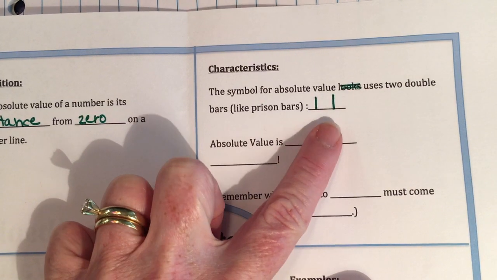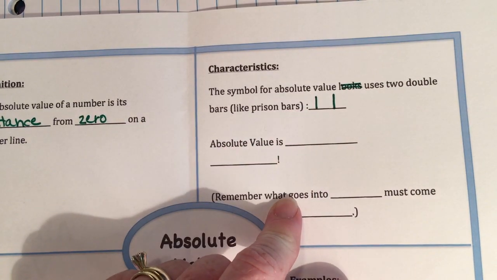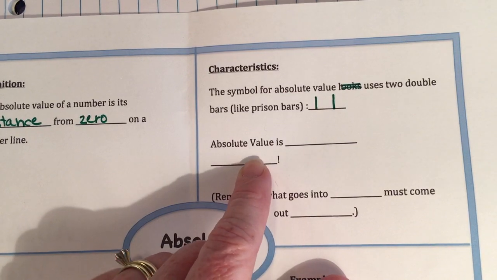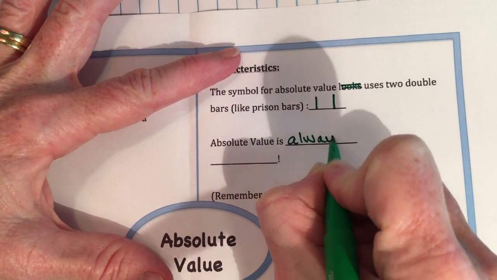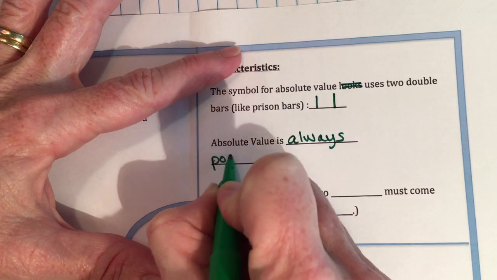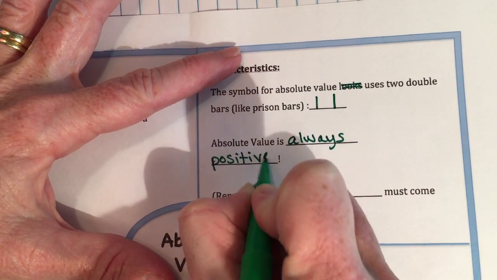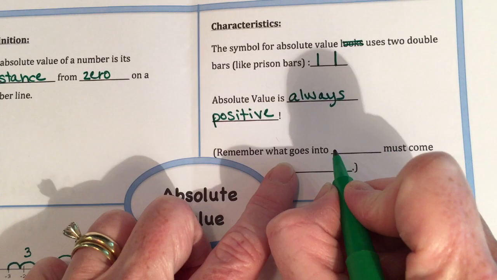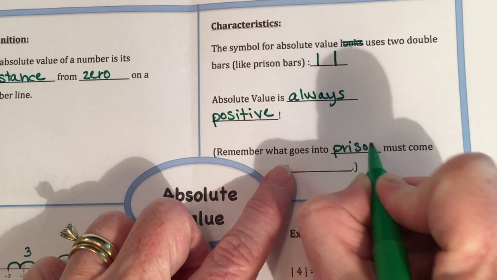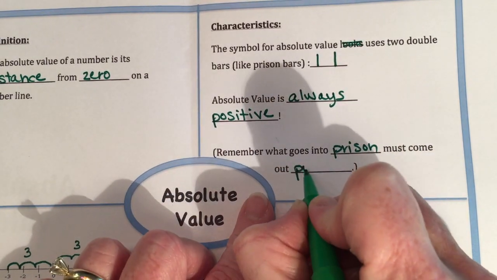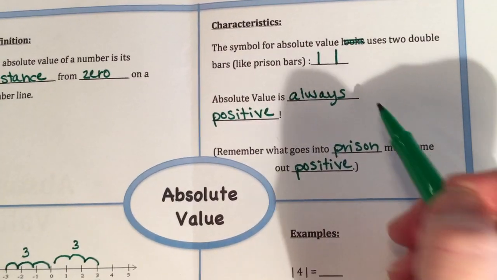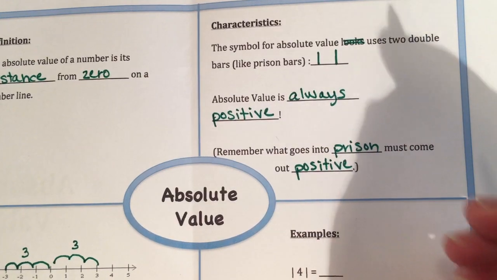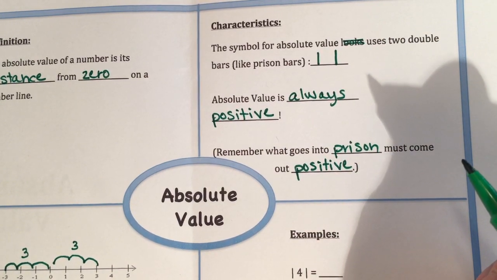All right, so we've got the symbol for absolute value. They look like prison bars. Again, we can't emphasize this enough. Absolute value is always, always, always, always positive. So again, remember what goes into prison must come out positive. Okay, so if sometimes people forget what those bars mean, if you can kind of think of the jail cell, sometimes that helps you remember.